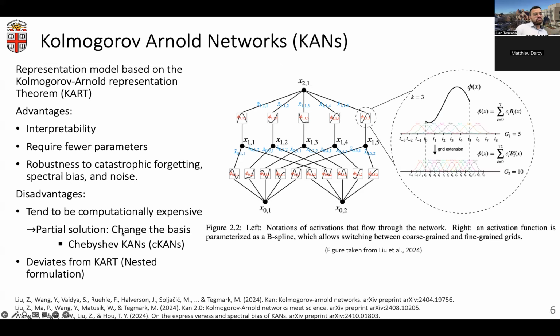But as a partial solution, you can change the basis and use Chebyshev KANs or these efficient KANs, which use radial basis functions, and you become maybe not as fast as an MLP, but with a speed comparable to an MLP. Another small disadvantage is that it deviates from the standard architecture, because it requires some type of nested formulation, but it's not much of a big problem.